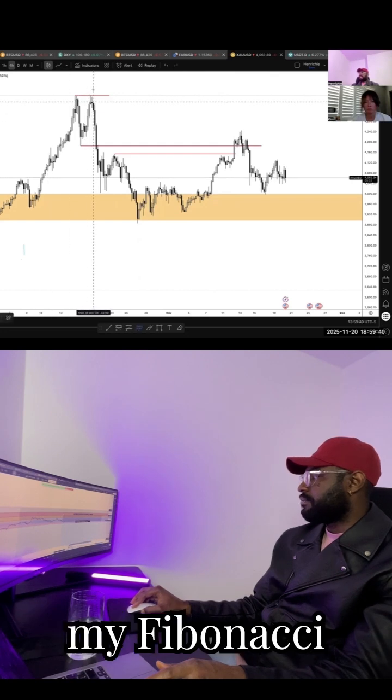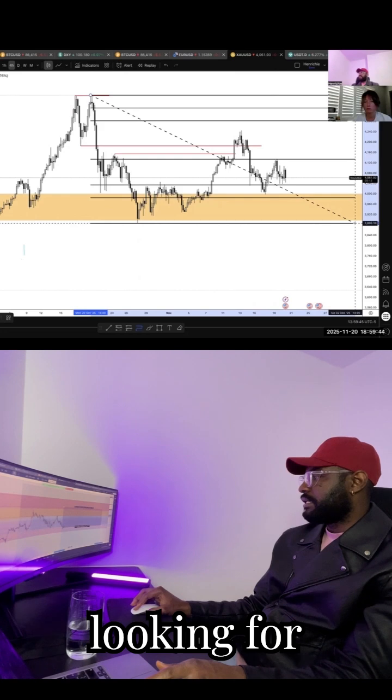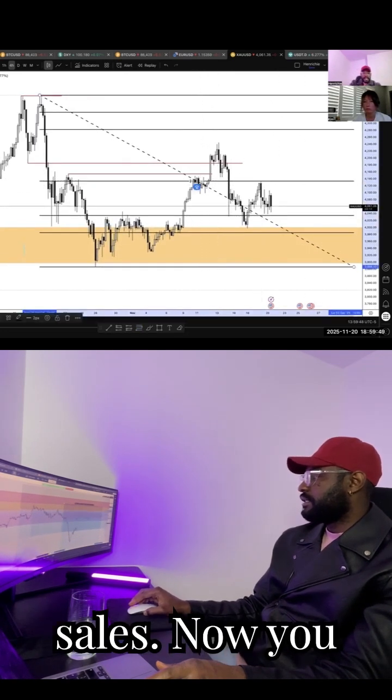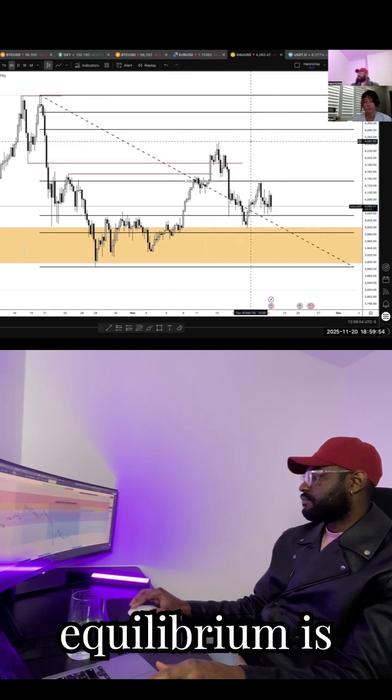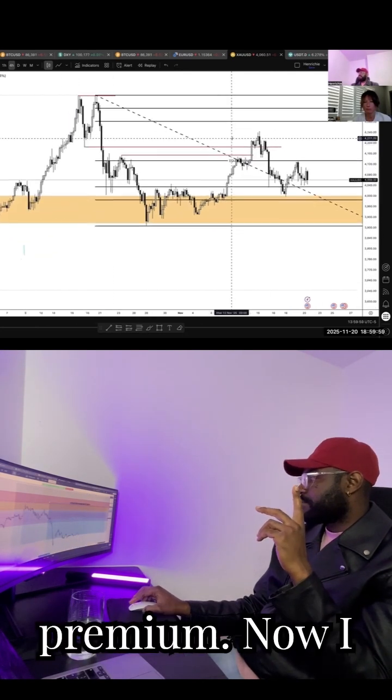Awesome. Now, the next thing I do is use my Fibonacci to know where we are, so I'll know where I should be looking for buys and where I should be looking for sells. Now, you mark that out. This is equilibrium. Anything above equilibrium is premium, and anything below equilibrium is discount. Price came up to this position into premium.